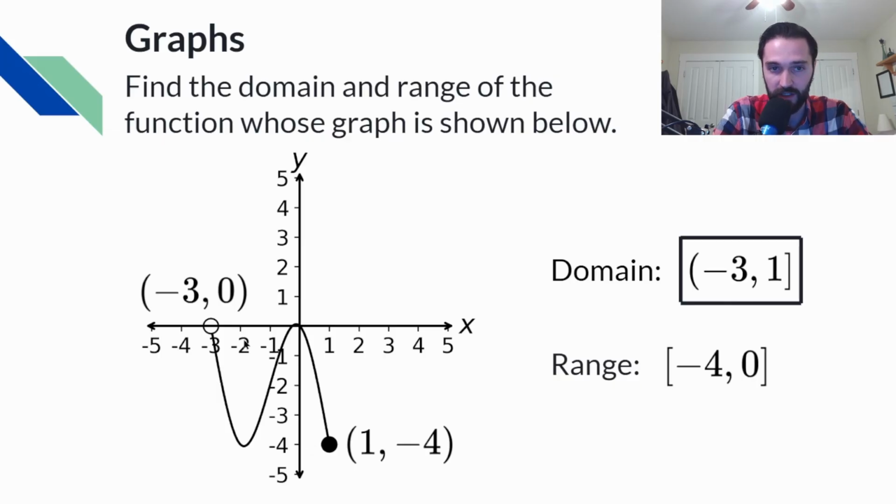0. And you say, Luke, 0 isn't included here in this hole, so why are you using a bracket? Because this graph actually does hit 0 right here at the origin. It passes through the origin, so 0 is included in the range. So that's our final answer.